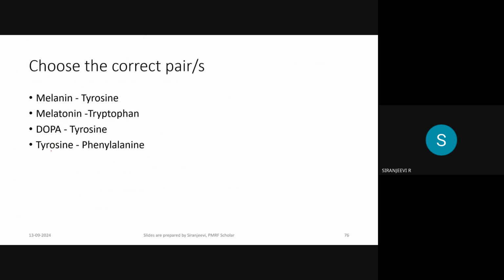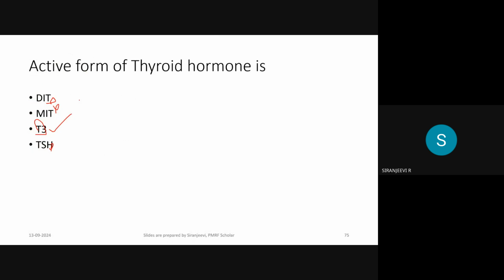Choose the correct pair or pairs. Melanin is synthesized from tyrosine. Yes, that is correct. And melatonin is synthesized from tryptophan. That is also correct. Dopa is synthesized from tyrosine. Yes, correct. And tyrosine is synthesized from phenylalanine. So all pairs are correct.